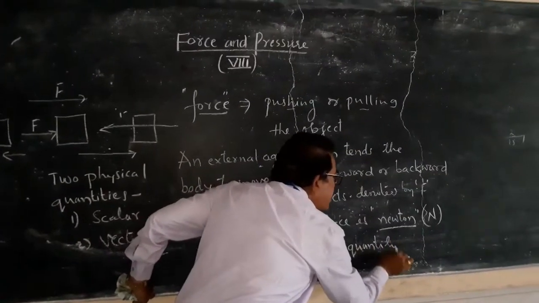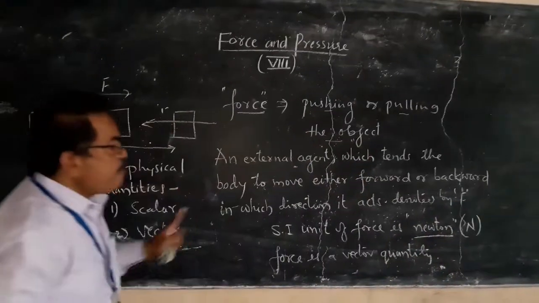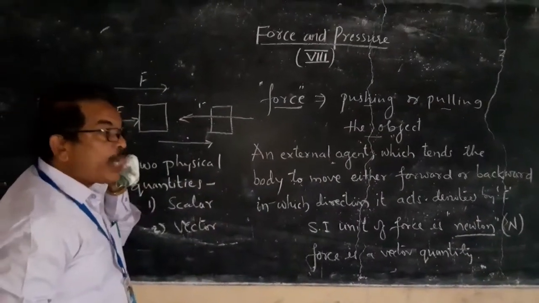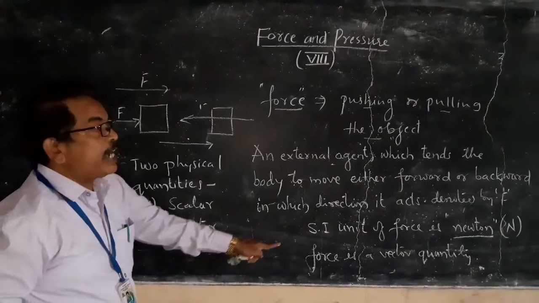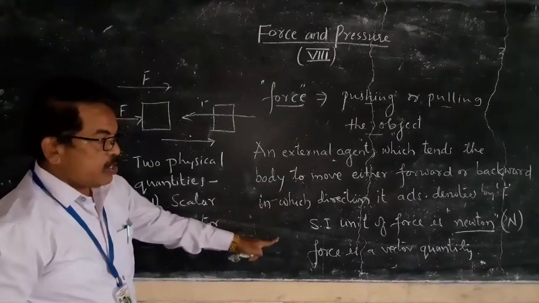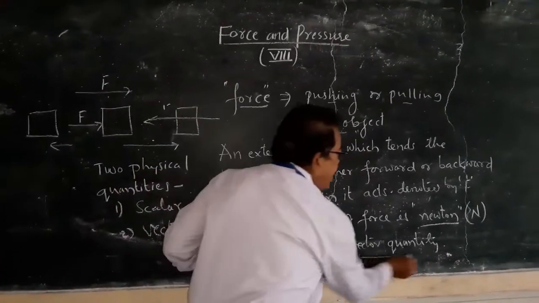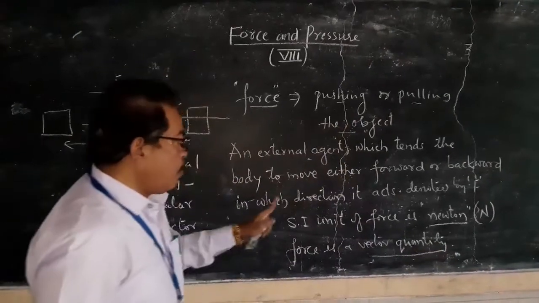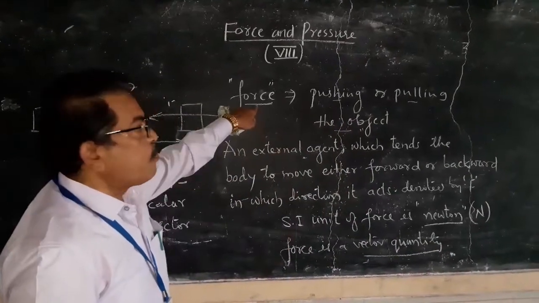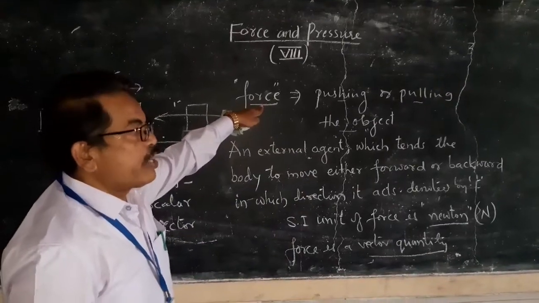Why is force a vector quantity? Because it has both magnitude and direction. Since it has both magnitude and direction, force is a vector quantity.